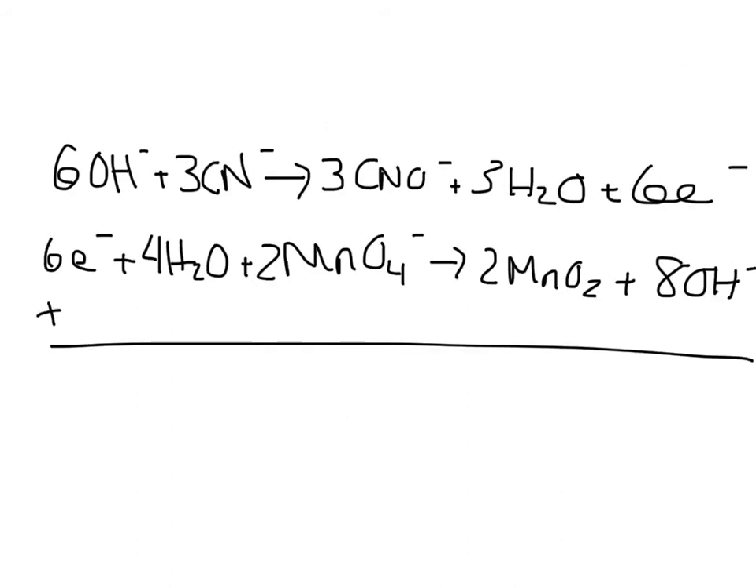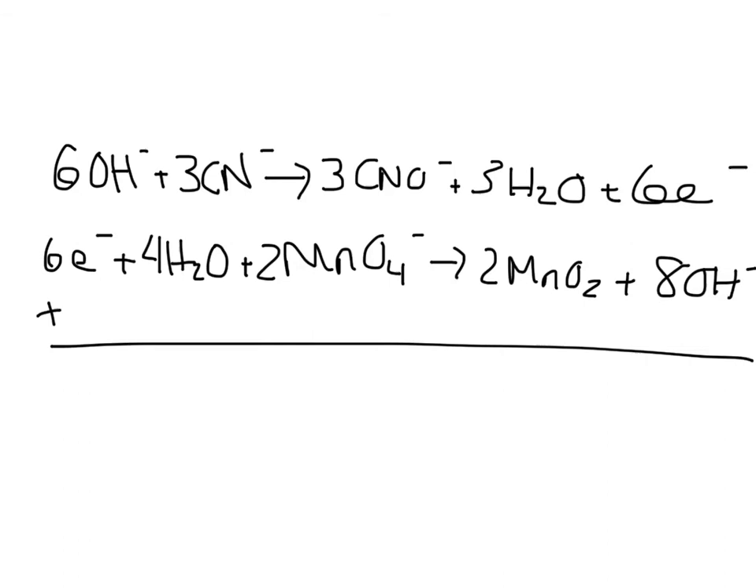I'm going to get 6 hydroxide plus 3 cyanide is going to make 3 CNO- plus H2O plus 6 electrons. And that's for my oxidation reaction. For my reduction reaction, I see 6 electrons plus 4 H2O plus 2 MnO4- is going to make 2 MnO2 plus 8 hydroxide ions. Okay, so now I have equal numbers of electrons for both.